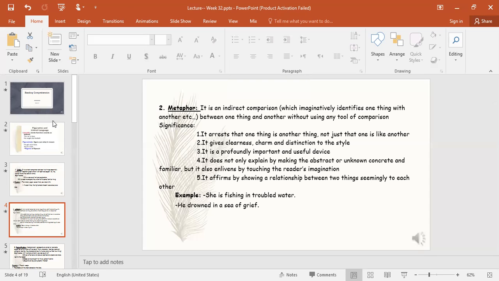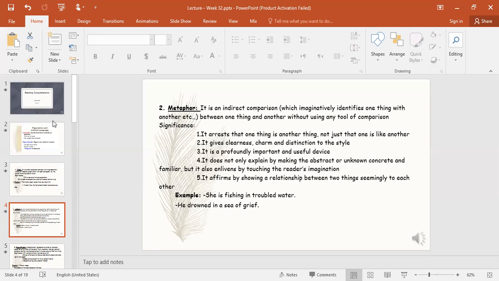Okay? Clear? Yes. The metaphor is very similar to a simile, very close to the simile, almost the same, but in the simile we use a tool of comparison. In the metaphor we do not use a tool of comparison. This is the difference.